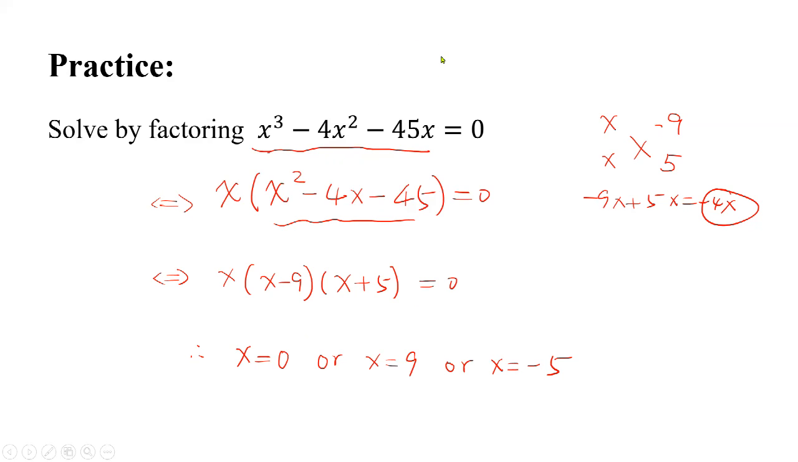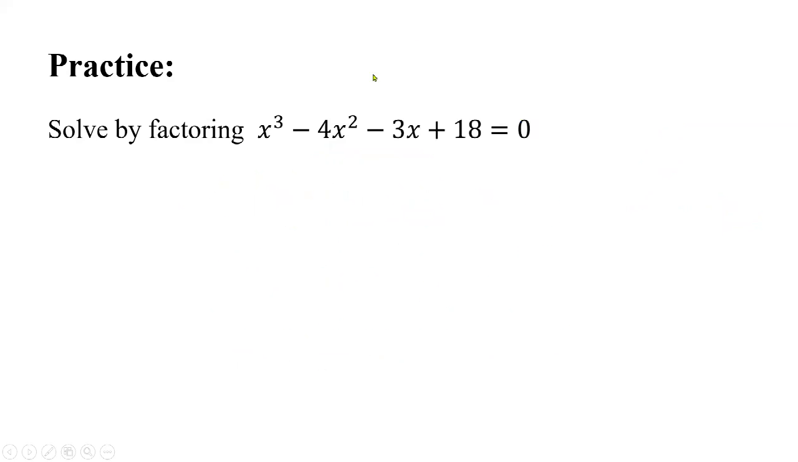Okay. Next, let's have a look at this question. Solve by factoring x cubed minus 4x squared minus 3x plus 18 equals 0. I'll give you 3 minutes to think about this question.